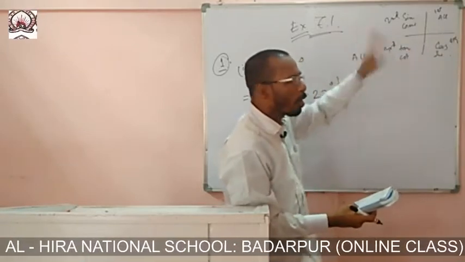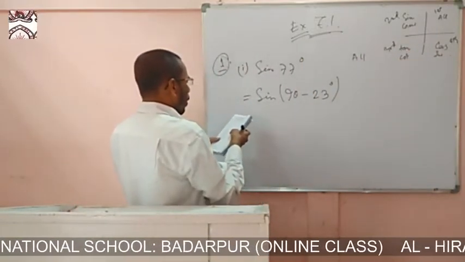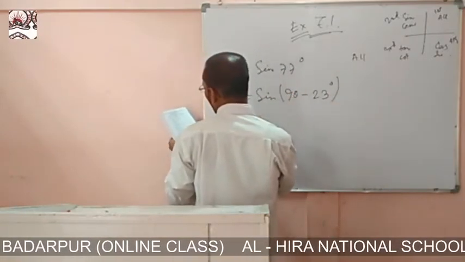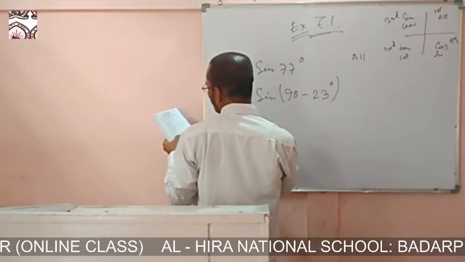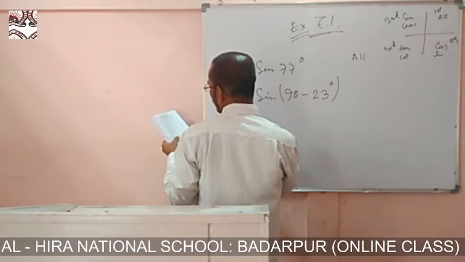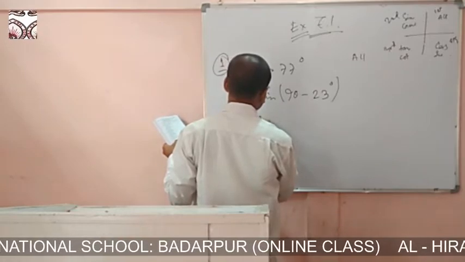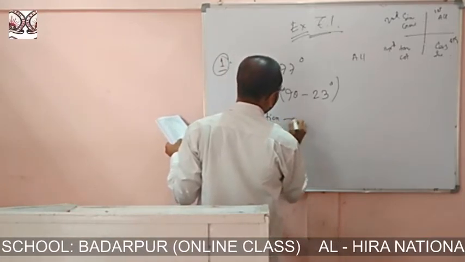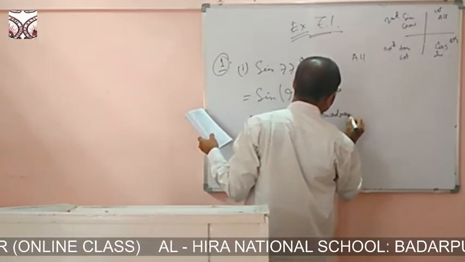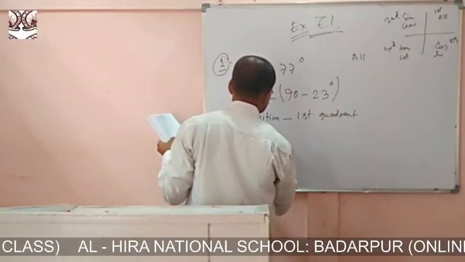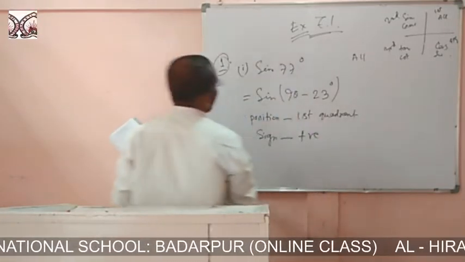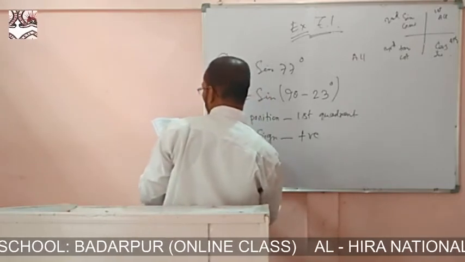So in the first quadrant all are positive. So sin 90 minus theta will be in the first quadrant. Position is first quadrant, and sign will be positive.